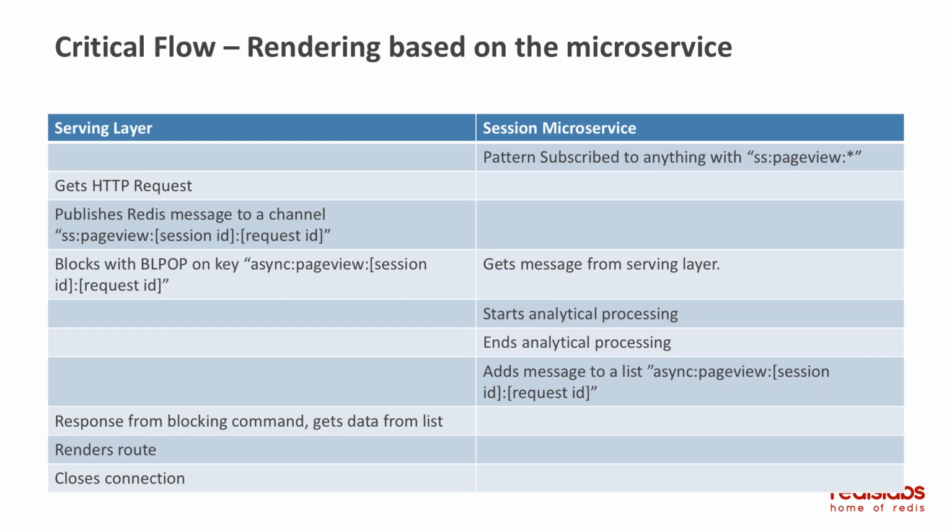So as before, when the session service started, we've subscribed to this particular pattern. This is going to seem very familiar for the first couple of rows. So if we look at the serving layer column, we get the HTTP request as normal, and we publish just like we did before. And then things start to change. So we're going to use what's called a blocking list in Redis. The command for that is BLPOP. And what that means is we're going to wait for any information to come to that particular list.